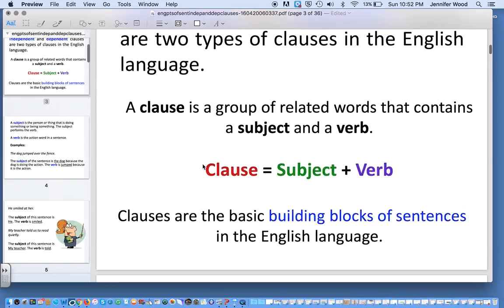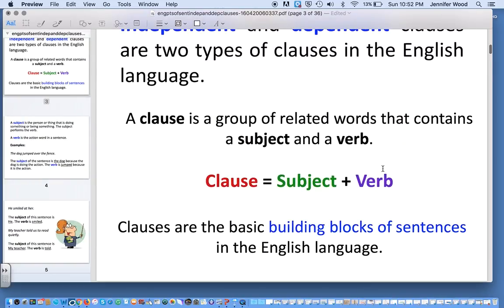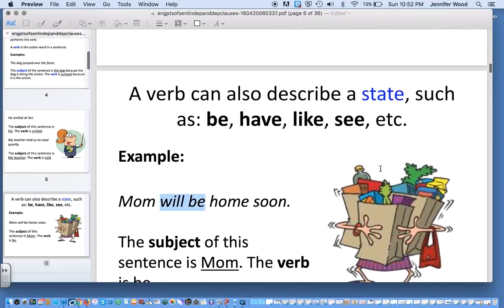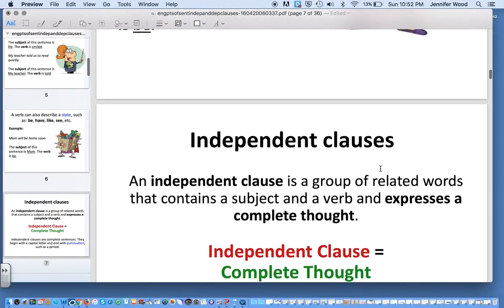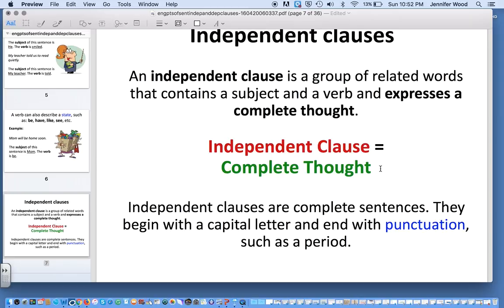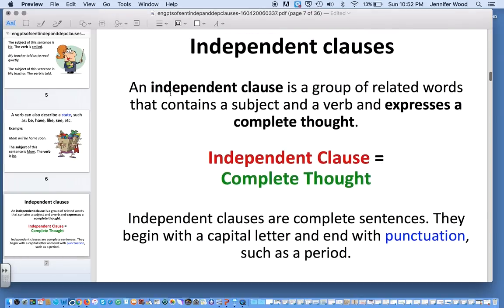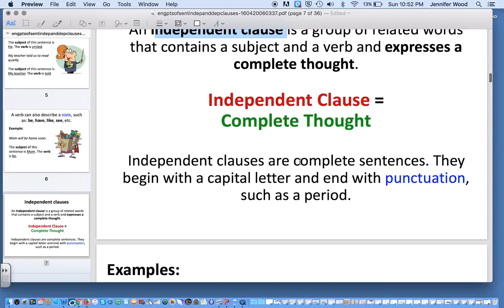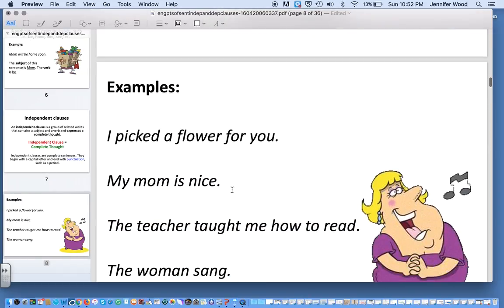All right, just a quick review. A clause: subject and verb. And a sentence: subject and verb. An independent clause is the same thing as a sentence. Okay, it's a synonym. An independent clause is a group of related words that contains a subject and a verb and expresses a complete thought. Independent clauses are complete sentences. They begin with a capital letter and end with punctuation, such as the period.